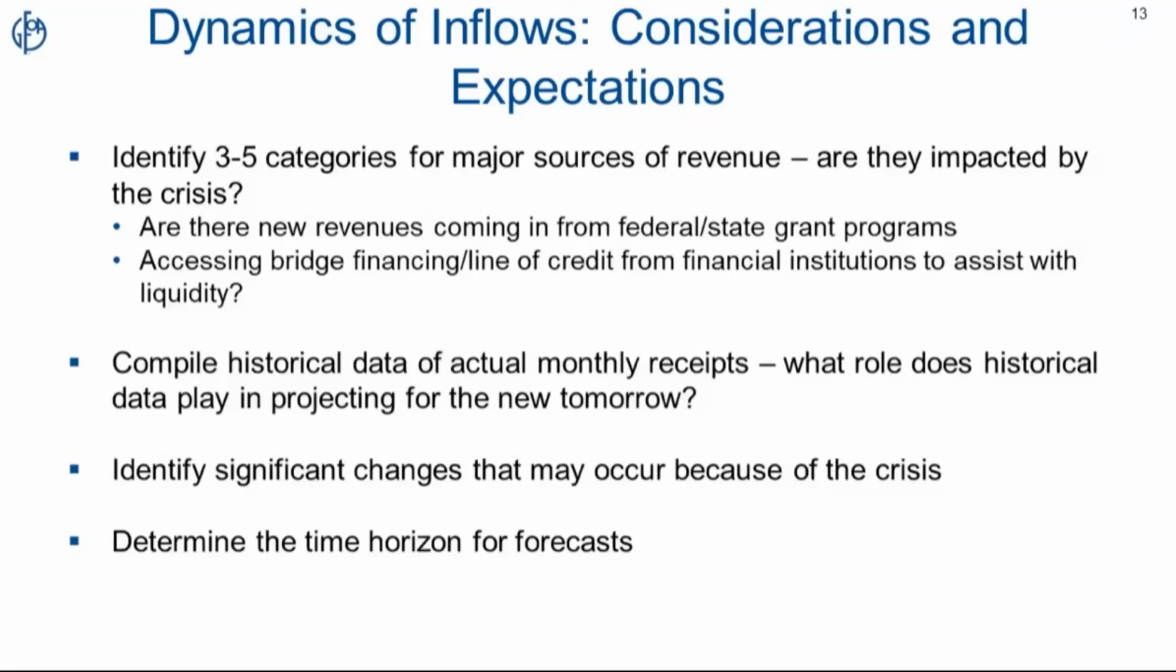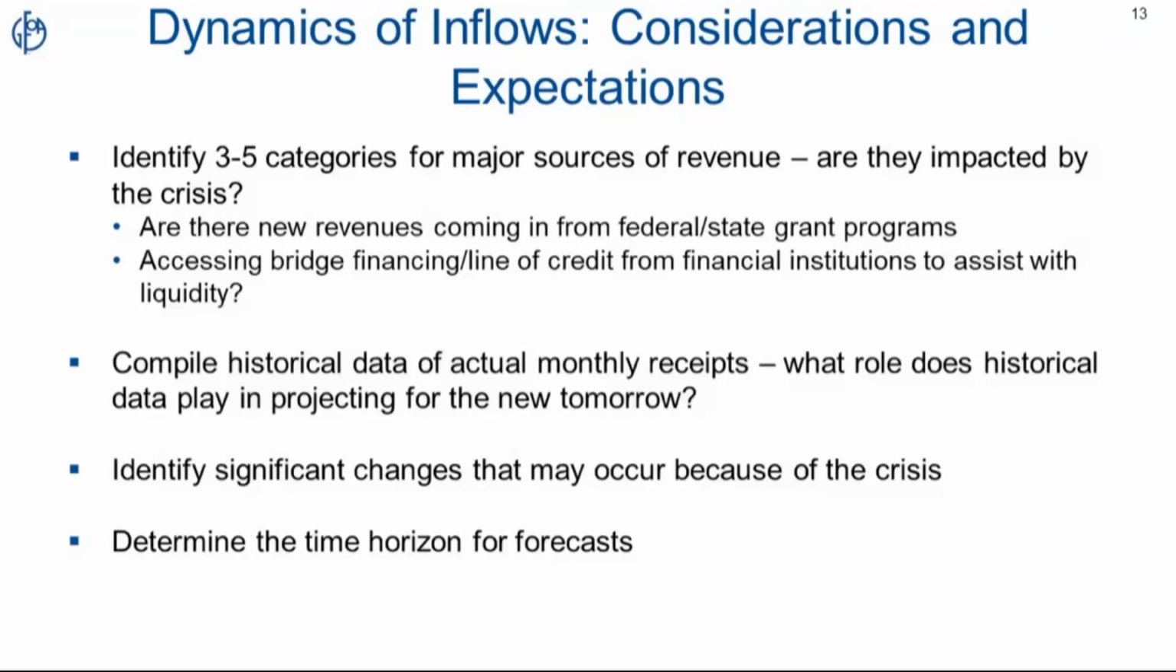Maybe it's parking fees or park fees if you have a large park system. You get a lot of program fees coming in. Those are just some of the ideas that you may put in here. Library systems, if you have a large library system. Grants are going to be a big one. How much are you getting in federal grants if you have a lot of grant-funded programs?